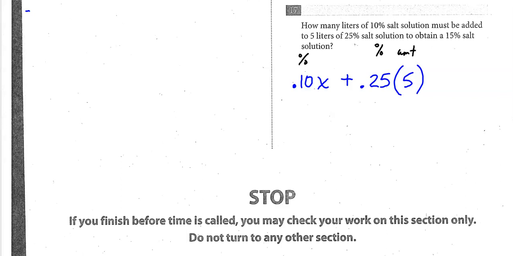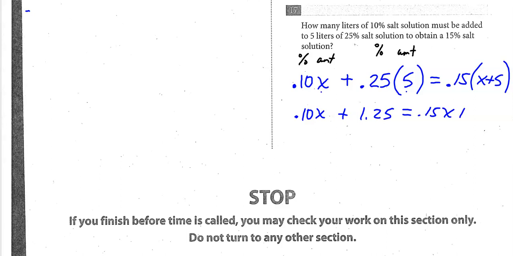We know the percent, but we don't know the amount for this piece. And then that has to equal 15% times, and we don't know the amount exactly, but we know it's whatever x plus 5 is. So now it just becomes an algebra equation. So I have 0.10x plus a quarter of 5 is 1.25. And then I have 0.15x plus, what's that, 7.75.